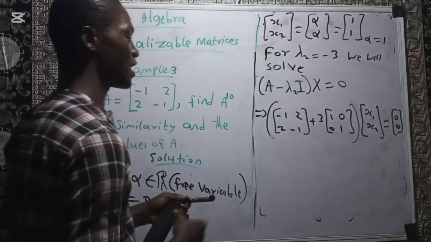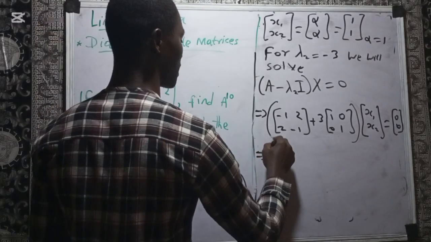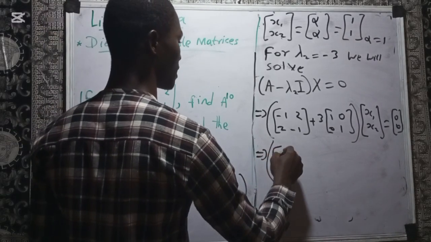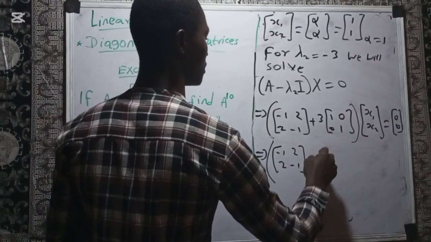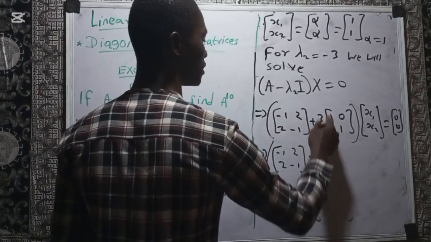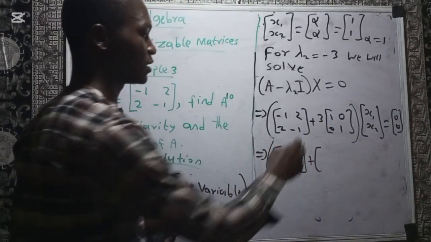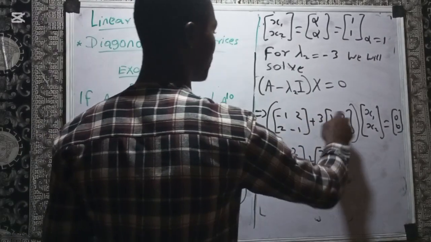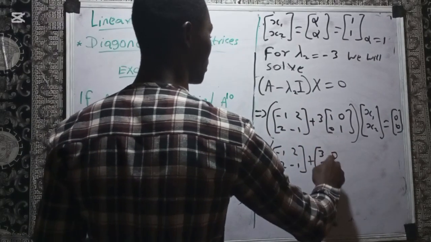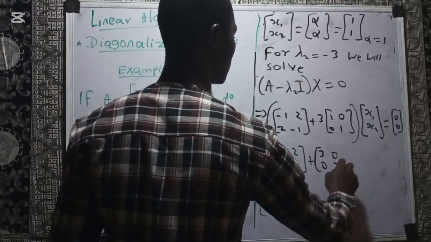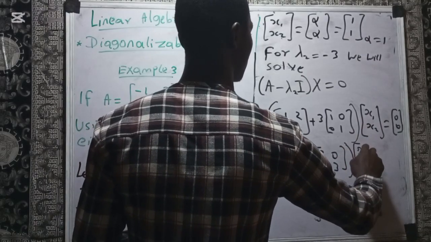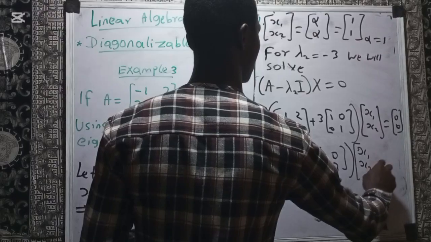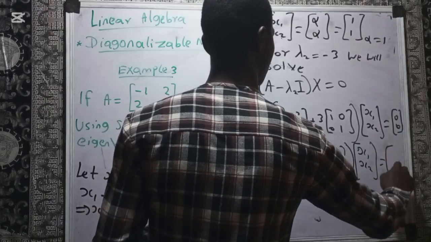So we can simplify, right? So now we can write our matrix A, then plus, let's multiply out. 3 multiplied by 1 is 3. 3 multiplied by 0 is 0. 3 multiplied by 0 is 0. 3 multiplied by 1 is 3. Then this is what we have. Then we have this vector, then equated to this 0 matrix.